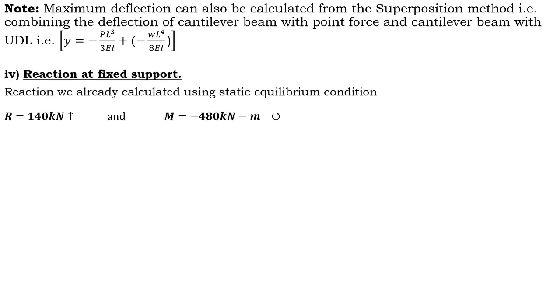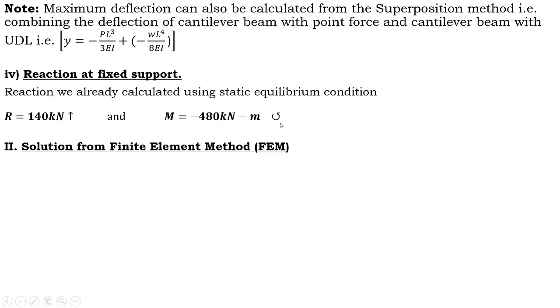Now coming to the reaction. In the very first step, using only the static equilibrium condition, we calculated that R is 140 kilonewton and M is 480 kilonewton meter acting in a counterclockwise direction. Now this is what we have calculated using mechanics of materials. Now basically we are dealing with FEM.